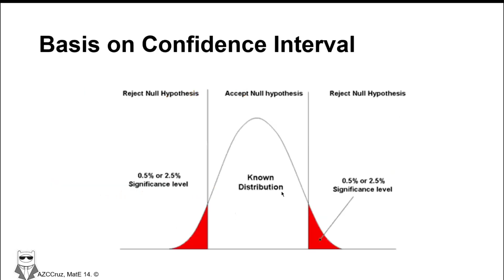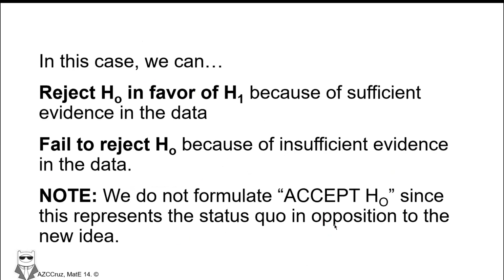Okay? So again, ito siya. So ito yung region kung saan tayo nag-accept ng null hypothesis or fail to reject the null hypothesis. Tapos dito sa ends natin, sa tails natin, this is the region where we reject the null hypothesis. So if this were in terms of confidence interval, ito yung region outside of the interval. Okay?